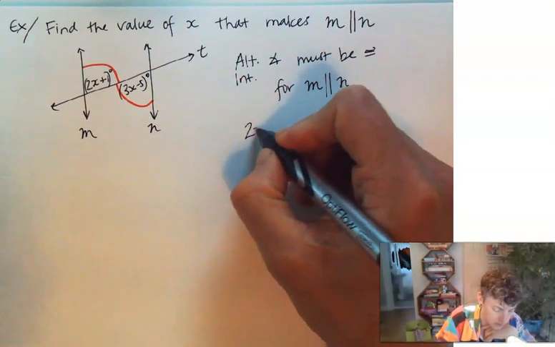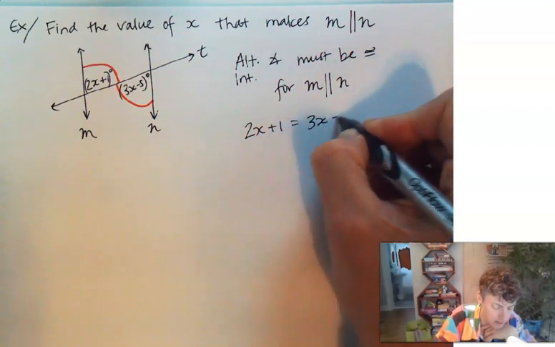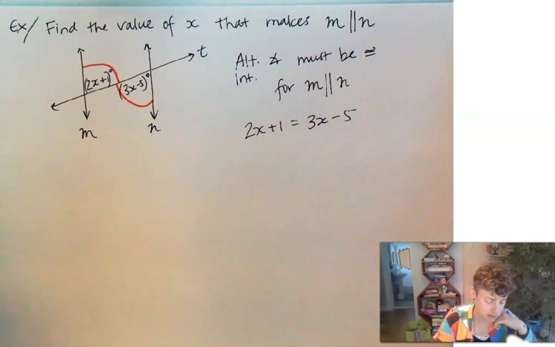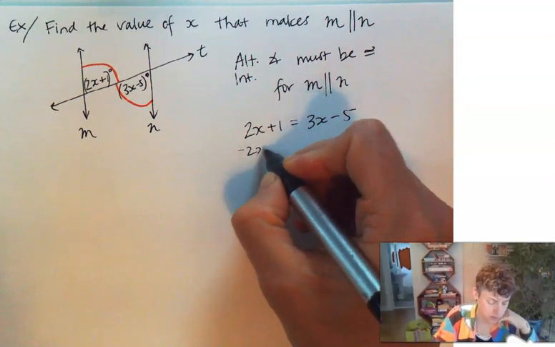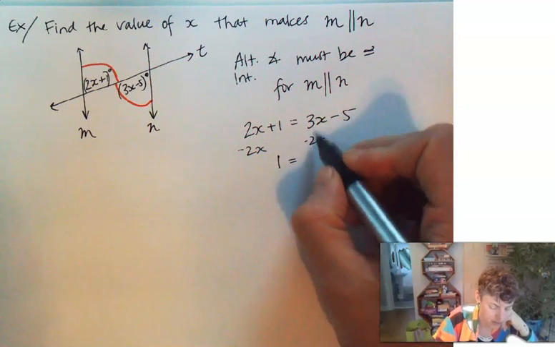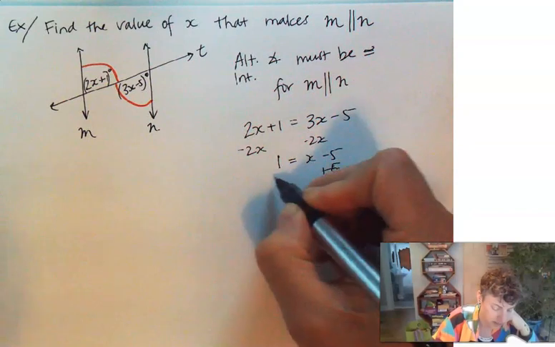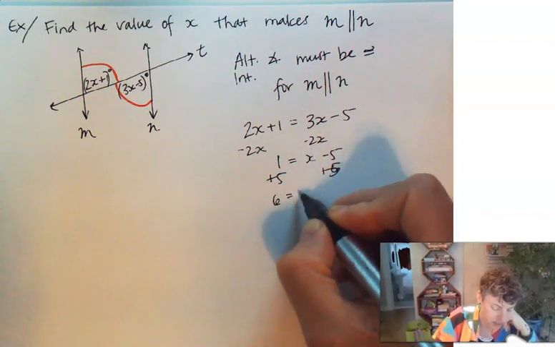and solve for x. 2x plus 1 equals 3x minus 5. Let's subtract 2x on both sides, and we'll get 1 equals x minus 5. Let's add, whoops, I got excited. Let's add 5 to both sides, and we'll get x equals 6.